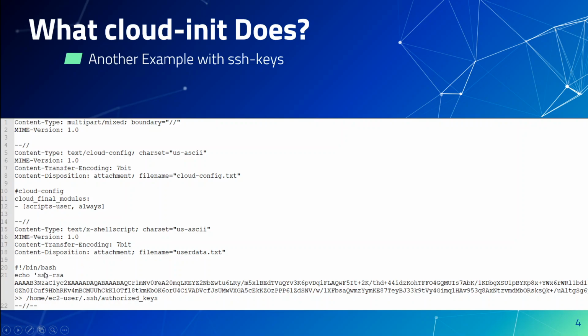And then, as I said before, on line 20, what we are doing is echoing, or outputting, this public key into the SSH directory in the authorized_keys file.